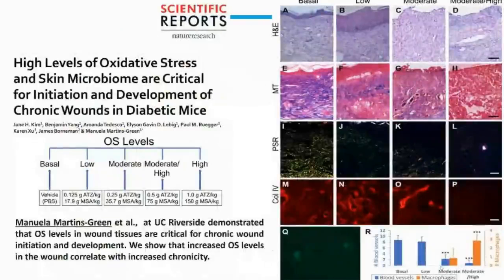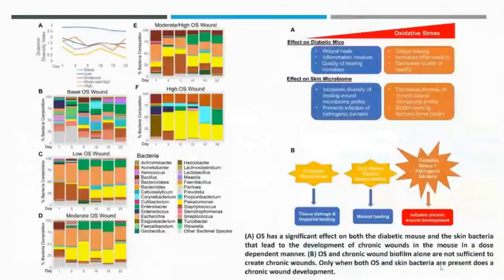So the take home from these studies is that they are basically able to demonstrate that the oxidative stress levels in wound tissues are critical for chronic wound initiation as well as development. I took the verbatim from their manuscript. They were able to show that increased OS levels in the wound correlate with increased chronicity as well.